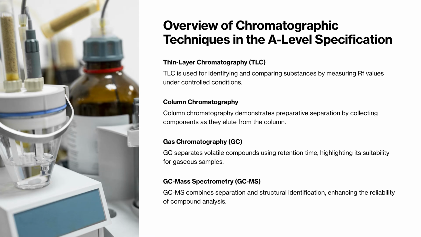Column chromatography is included to demonstrate preparative separation, where components are collected as they elute from the column. Gas chromatography, GC, sometimes referred to as gas-liquid chromatography, is used to separate volatile compounds and introduces the idea of retention time rather than distance traveled. Finally, gas chromatography mass spectrometry, GCMS, is presented as a powerful combined technique that allows both separation and structural identification.